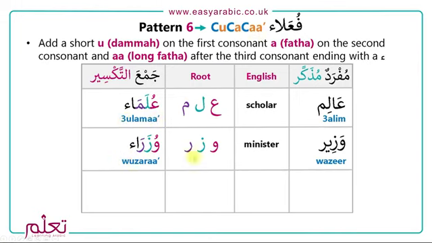So same here. Okay, next one is zamil, zamil, which is colleague. So here we can have za, mim, and the lam. Okay, so the za is going to have the dhamma, and then the mim is going to have the fatha, the zama, and then the lam we're going to have alif and hamza. So zumala, zumala.